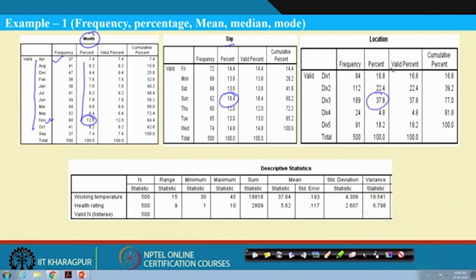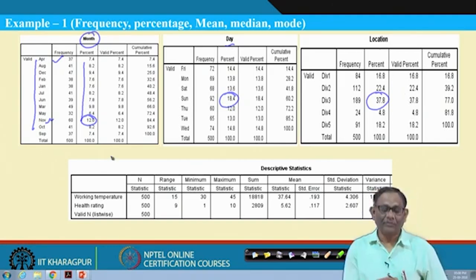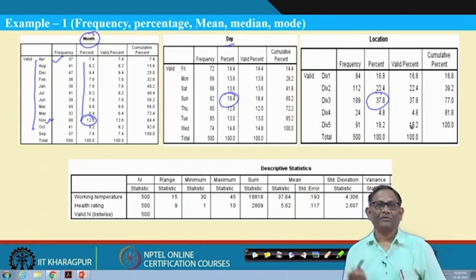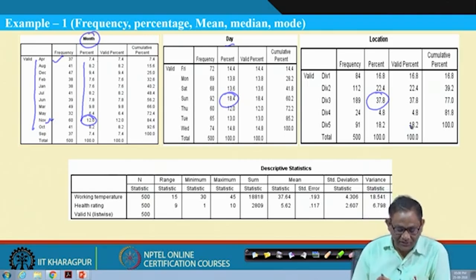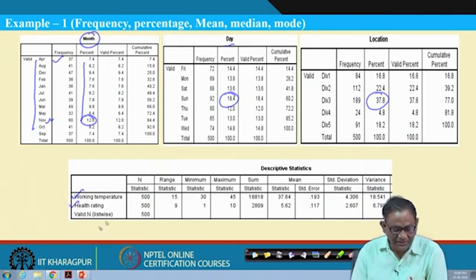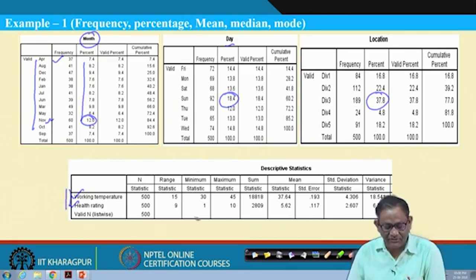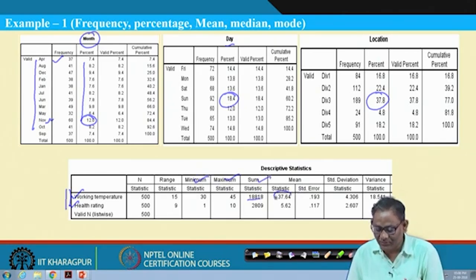Now, these are basically month, day, location, this categorical data, where different categories and their frequency and percentage are calculated. You can calculate it in this manner also. So, you can use a software and get it. But when we are talking about something like working temperature, health rating, then they are numerical variables. So, in this case, you are able to find out the minimum value, maximum value, their sum, total 500, then their mean value, the standard deviation value.